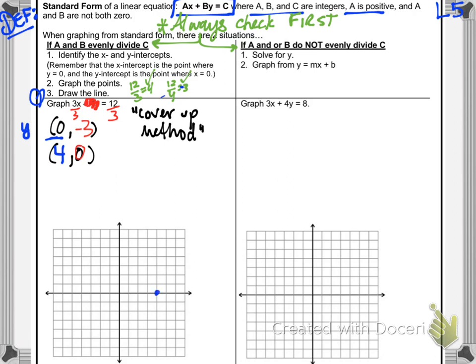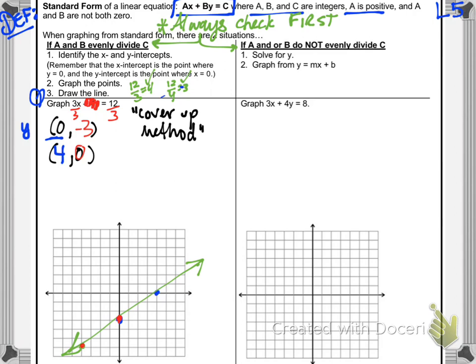And now I just plot those 2 points. There's my x-intercept, 4, 0. There's my, what happened to my, this little guy should have been there, sorry. There is the y-intercept, 0, negative 3. And then 4, 0 is my x-intercept. And I can even continue the pattern as much as the grid will permit.